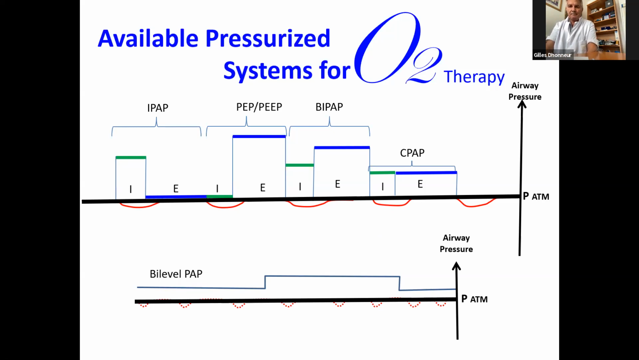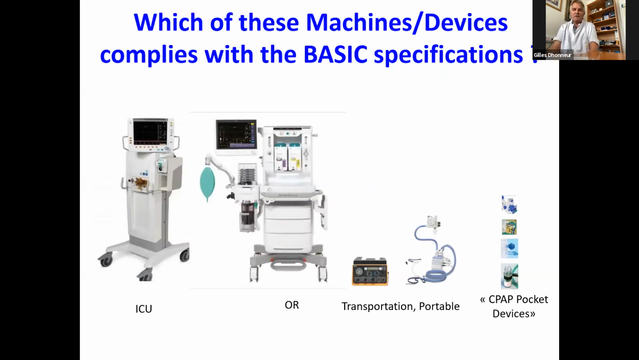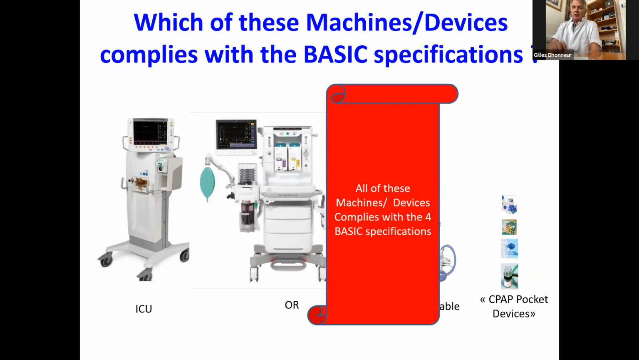Next step. So which of these machines or devices complies with our basic specifications? We decided ICU ventilators, perfect. Operating room ventilator, perfect. Transport ventilation, okay. Optiflow, okay. But we also have some pocket devices that are doing very well. Next slide. All of these devices comply with the four basic specifications we defined.